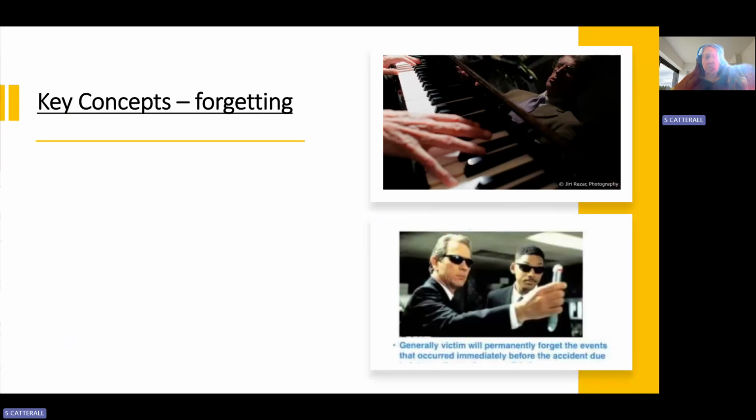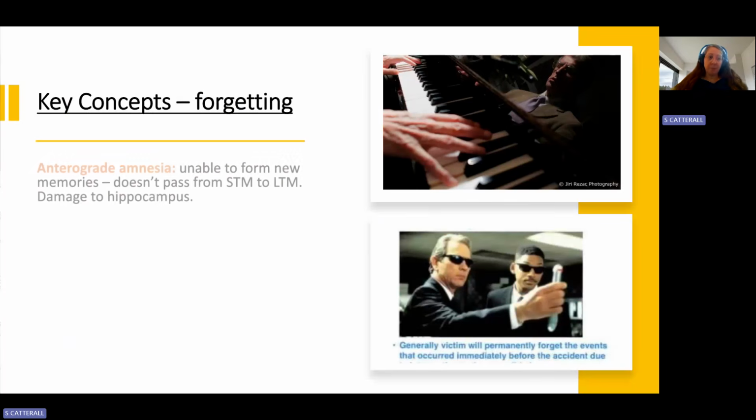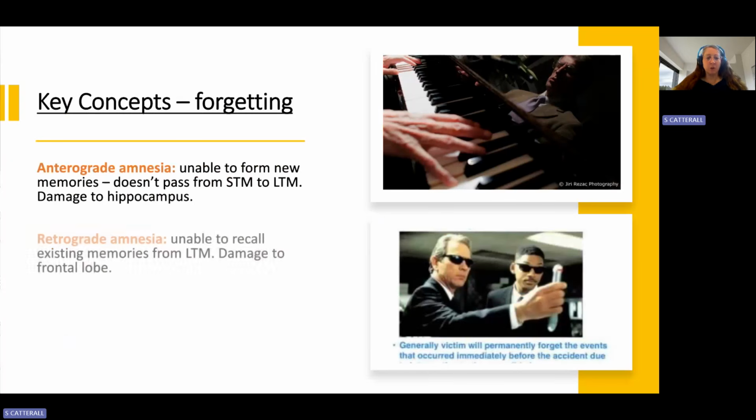Some more key concepts in memory are forgetting. So we've got anterograde amnesia. This is when you can't make any new memories. For example, Clive Waring couldn't make any new memories, so nothing passes from short term to long term. There's a problem with the way that passes through, and this is because of damage to the hippocampus. So the area of the brain that's responsible for creating new memories is damaged. Therefore, you have anterograde amnesia.